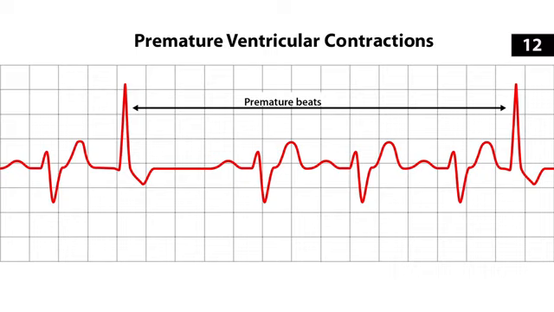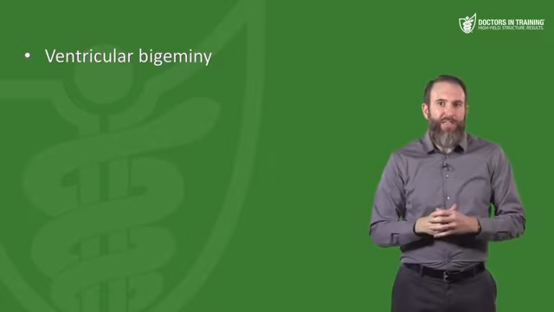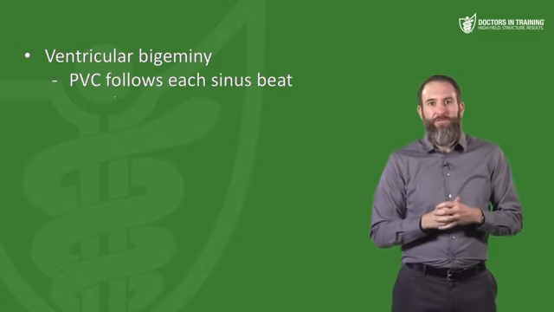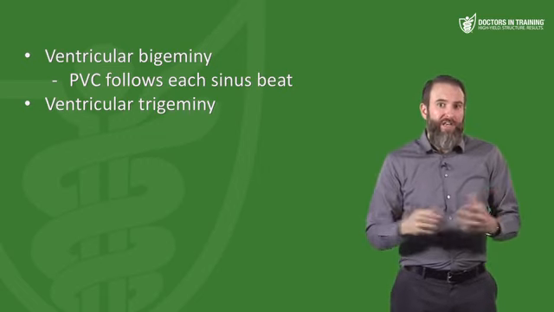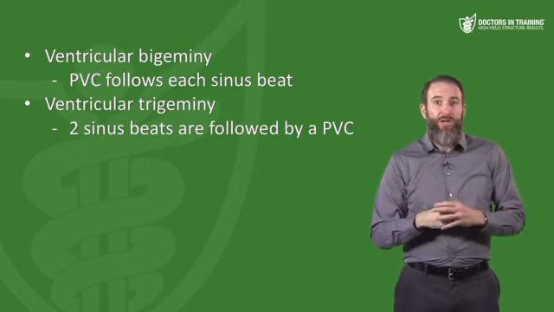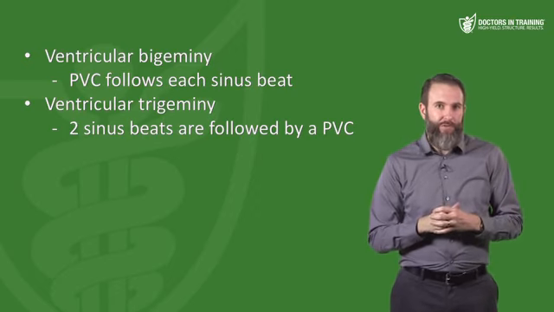So that's greater than 4 boxes. In a normal QRS, it really should be less than 3 boxes. So this is pretty big. Now, a couple of terms that you should know. Ventricular bigeminy is present when a ventricular premature beat follows each sinus beat. Ventricular trigeminy is present when 2 sinus beats are followed by the ventricular premature beat.